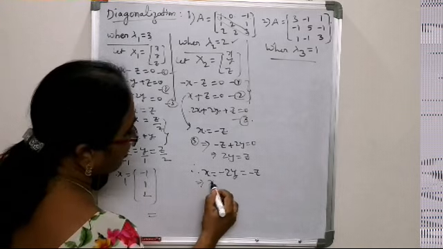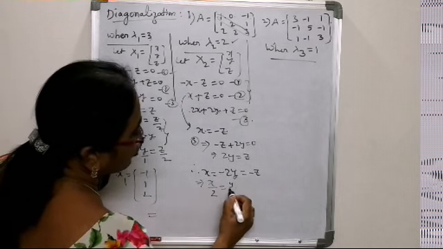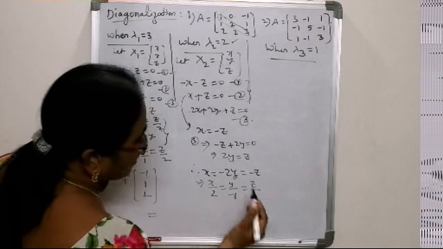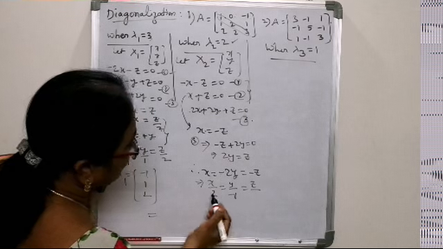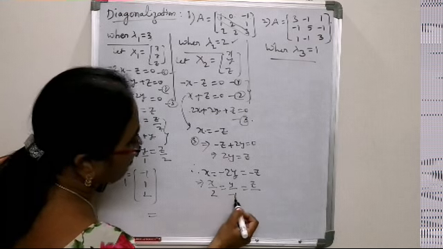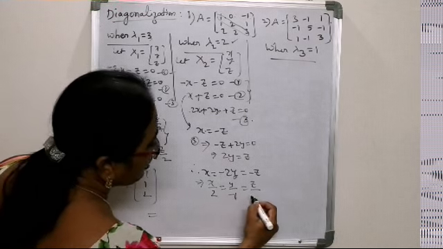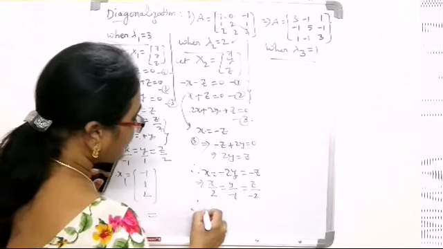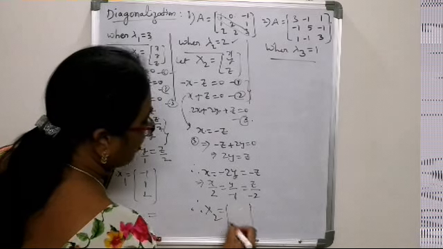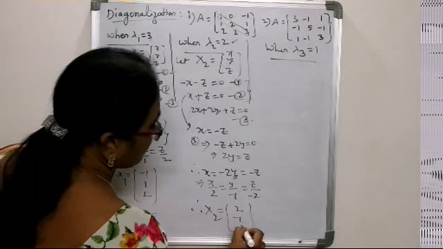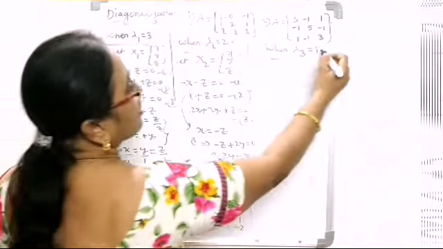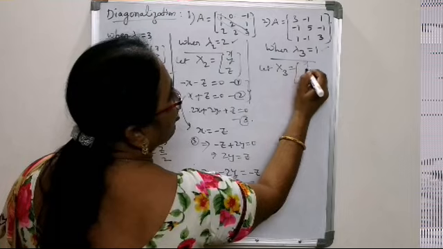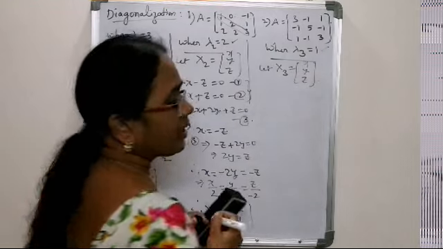So this can also be written as x by 2 is equal to y by minus 1 is equal to z by minus 2. So with this, the second eigenvector is 2, minus 1, minus 2. Now, corresponding to the third eigenvalue, let us suppose that x3, the column of x, y, z, is the eigenvector.